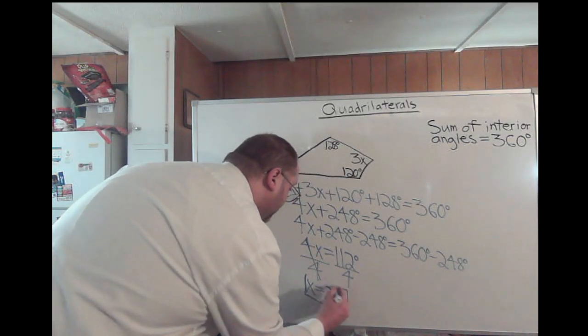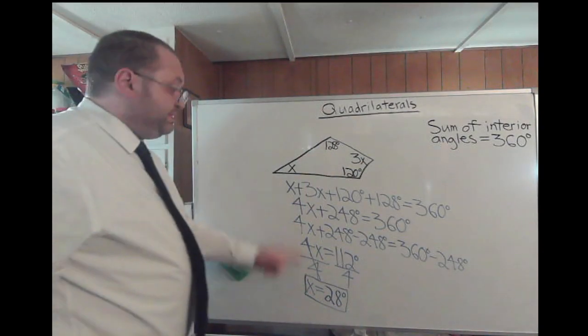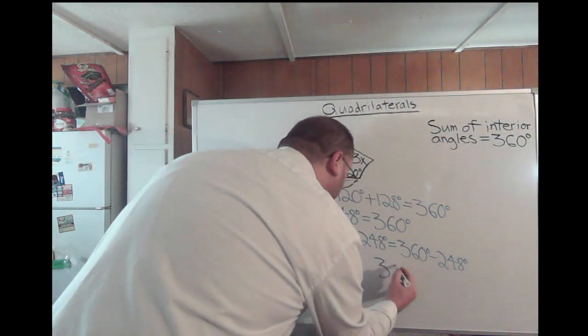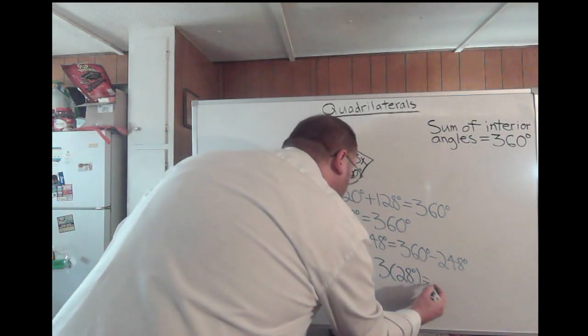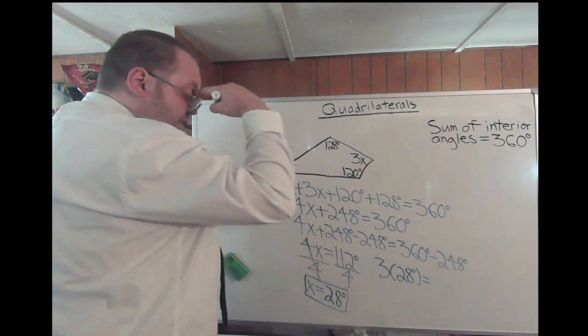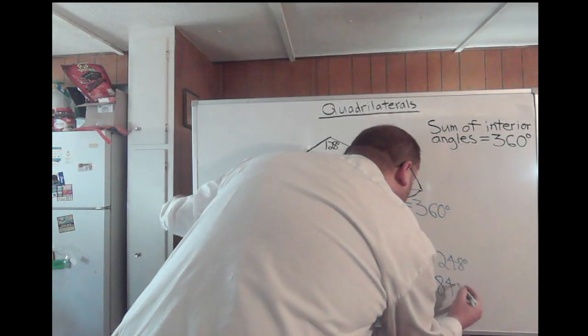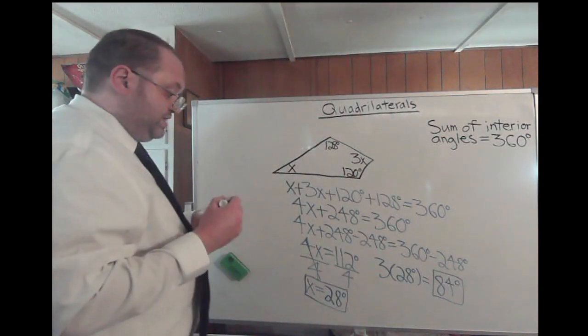Well, that's one angle. We got to solve for the 3x also. We got x being 28. We need to solve for 3x. So you'll just take 3 times 28 degrees. That should equal 84 degrees. So your other angle that you were trying to look for was 84 degrees.